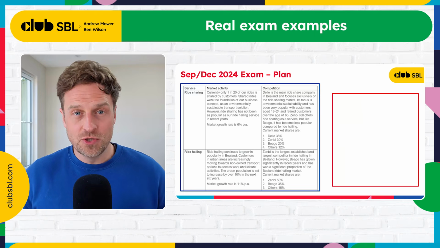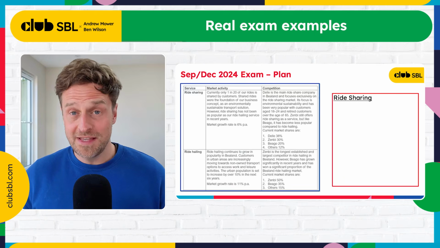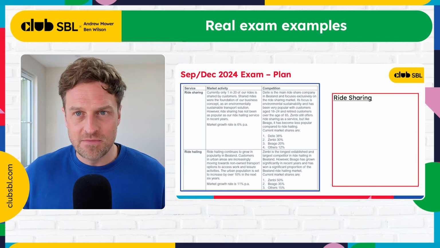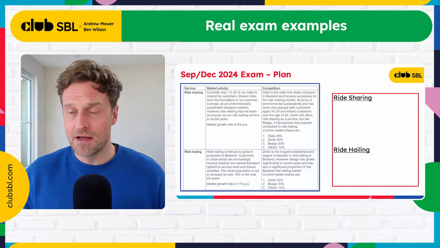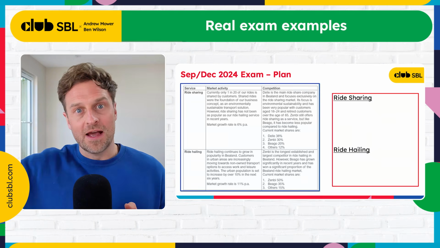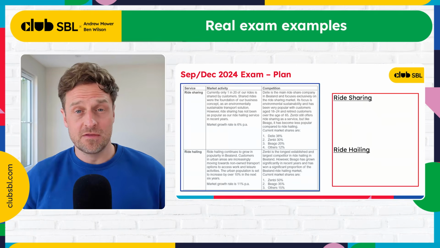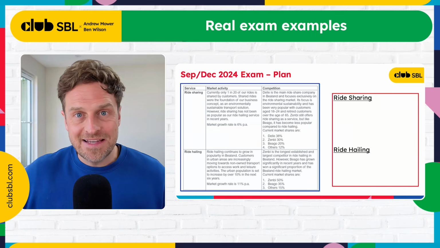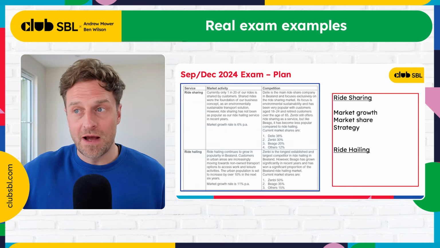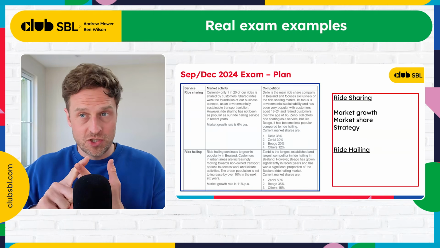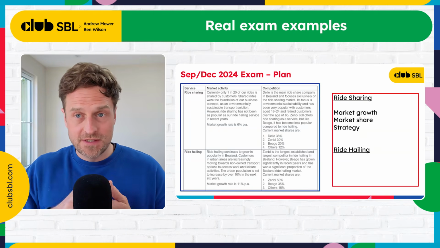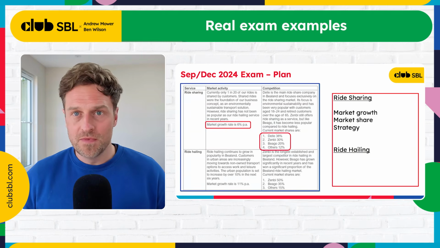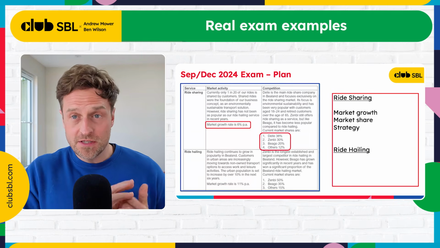So how should you have approached this? Well, firstly, headings. We love headings at Club SBL. Making it easy to mark is important. So I would have talked about ride hailing and ride sharing, and then had headings for the other services that they offered as well. Under each of them, I would have assessed their current portfolio, talking about market growth and market share of each of these things. So 6%, and then the 20% for the ride sharing.